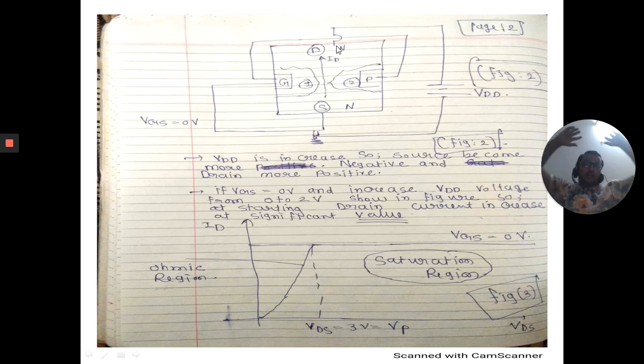Drain terminal consists of which material? Already discussed in the previous case: it is N-type material. And remember that point, if N-type material contains positive voltage, at that time the upper depletion region can be considered as reverse biased. VDD is increased, then the source becomes more negative and the drain becomes more positive. Obviously the drain consists of positive charge, the source consists of negative charge. See this position of battery.